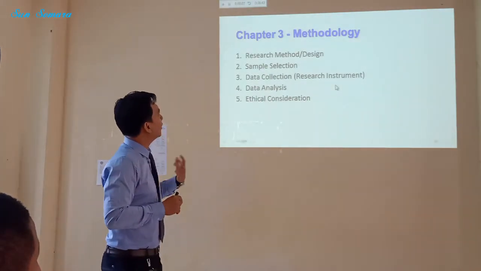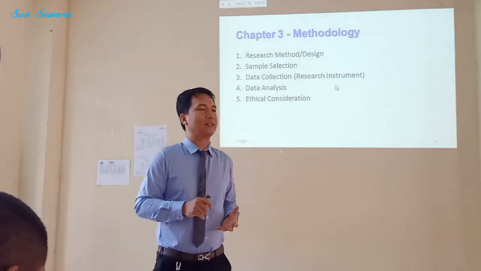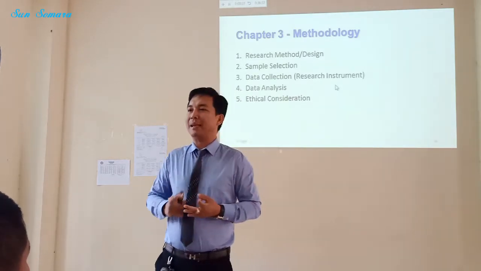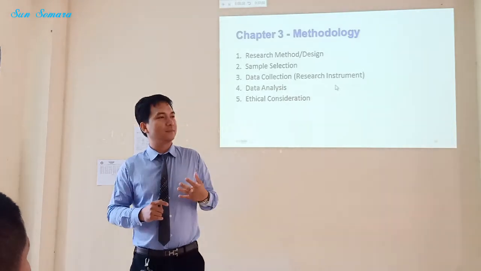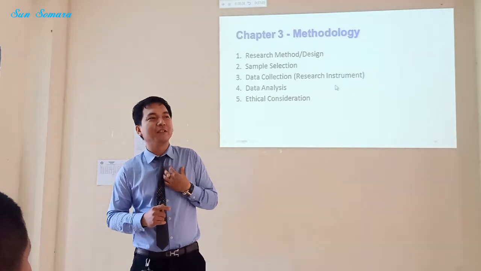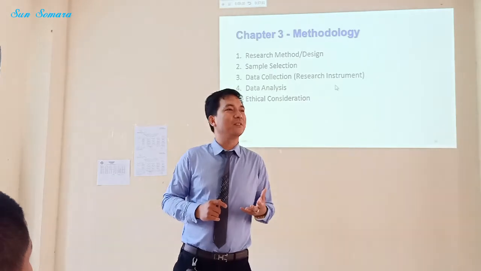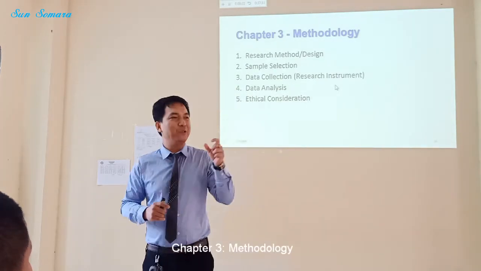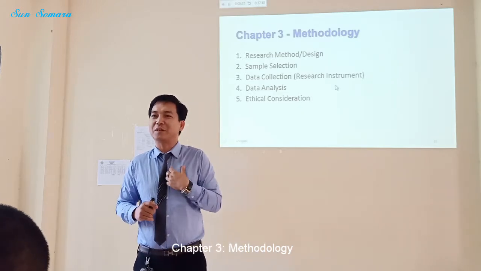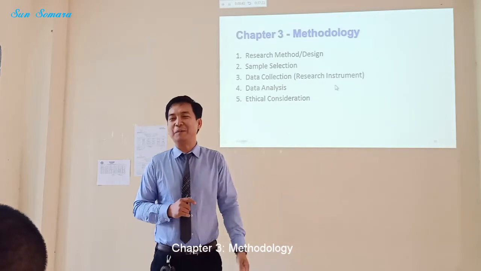In chapter 3 there are five points that you need to include. First, research method or research design: what type of research you are using, for example qualitative, quantitative, or mixed method. You need to tell them, but not only that you want to use the qualitative method. You need to give a reason and justify why this is the best method for your research. You cannot just say, I want to use this. That's not complete.